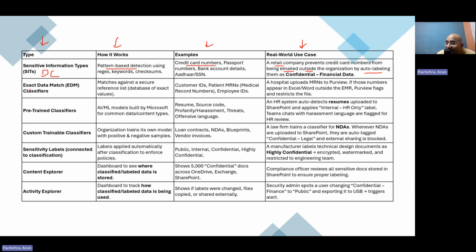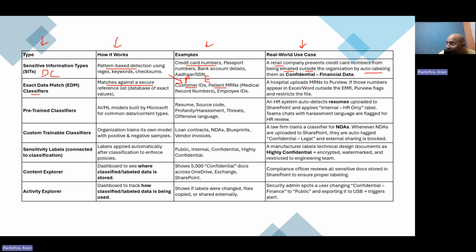Now we have the exact data match classifier as well, where it matches against a secure reference list. For example, customer IDs, patient MRN. Now it will not see the pattern. It will not see the pattern, but the exact number. How will this example help us understand?